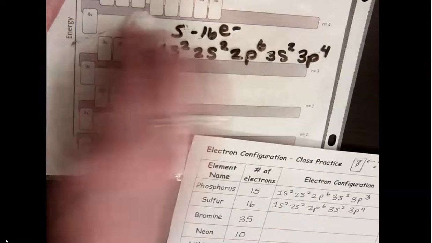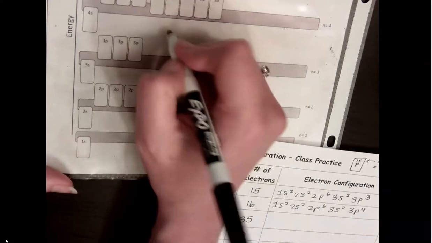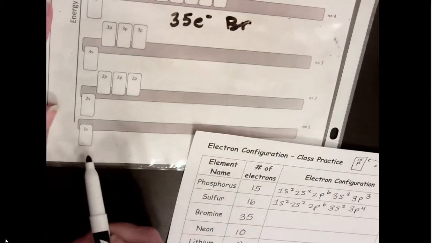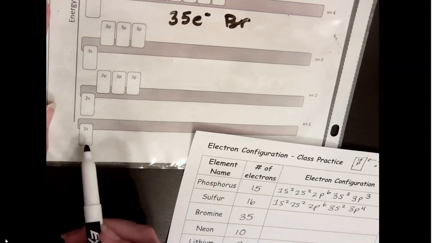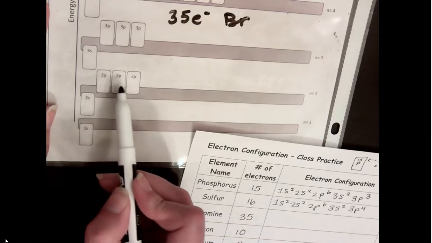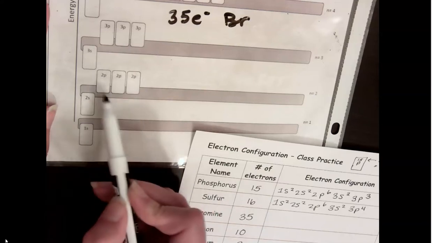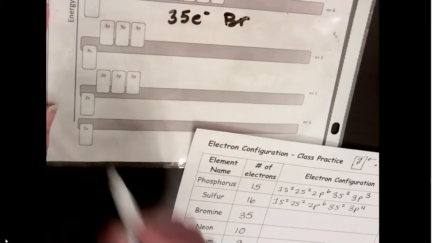We're going to do bromine. All right. Aufbau says we're going to start at the bottom. Pauli exclusion says we can only put 2 electrons per box, 1 spin up, 1 spin down. Hund's rule says we're going to spread our electrons out when we have the same energy level possible here before we come back and double up. So let's put 35 arrows into our diagram.